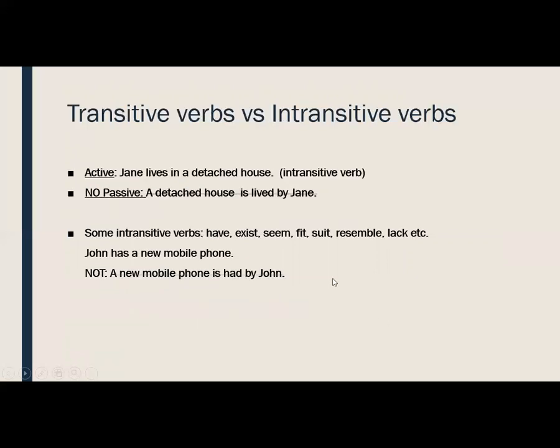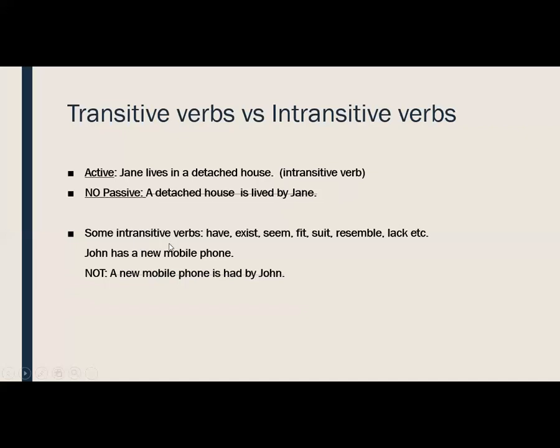Don't forget, only transitive verbs, verbs that can take an object, can be changed into passive. Intransitive verbs cannot be changed into passive. So we say Jane lives in a detached house. Lives is an intransitive verb. And remember that we never say a detached house is lived by Jane.